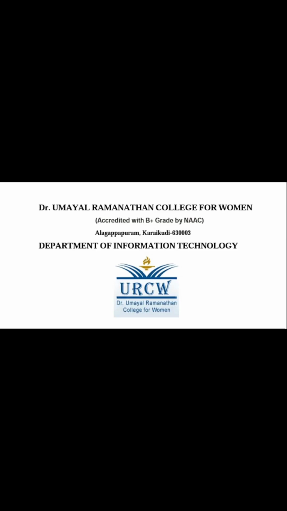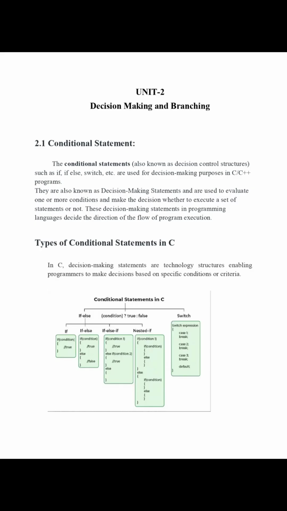I am going to elaborate about the concepts of decision making and looping. Before we move to the concept, all should know the functions and features of C language. C language is a basic language for all programming. Based on this language, many languages are developed. Example: Java, Python, C++, etc.